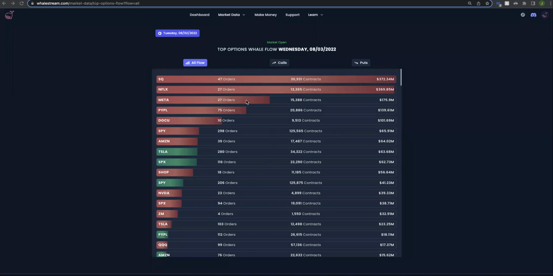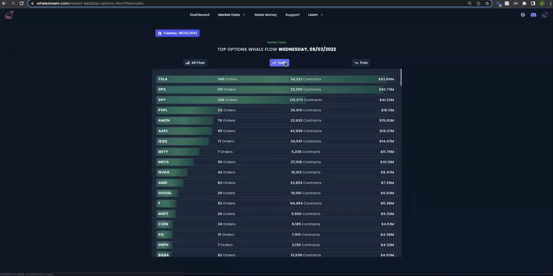But again, back to your question, if you're looking at calls and you want to see the most bullish positions, Tesla today would have been one to take a look at, and let's see how that played out. It's up 2% today. SPX is up 1.5%. SPY, which is the next one on the list, is going to be the same 1.5%. And PayPal, let's take a look at that. PayPal's up about 10%. Oh yeah, they just had their earnings, and I think they announced that they were doing a buyback.